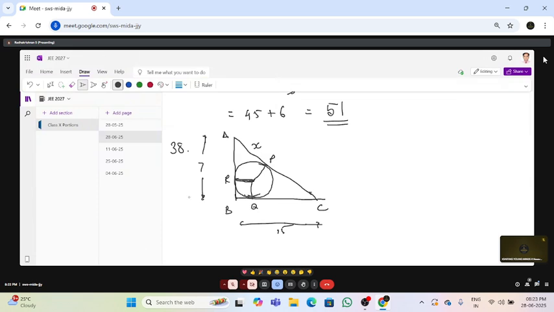Okay, so I come to this tab. I'm sharing my board now. So this is a triangle ABC, a right angle triangle with a right angle at B. And there's a circle inside. This is the center of the circle, and it touches all three sides at points P, Q, and R. So this is your diagram of the problem. And now, what is the value of AR?